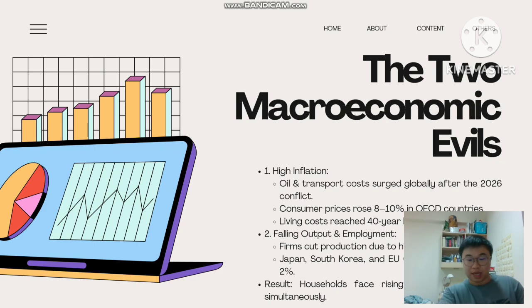And the second evil is falling output and employment. As the cost of running a business increases, firms cut production due to higher costs. And in Japan, South Korea, and the EU, GDP contracted by 1 or 2%. As a result, households face rising prices and job losses simultaneously.